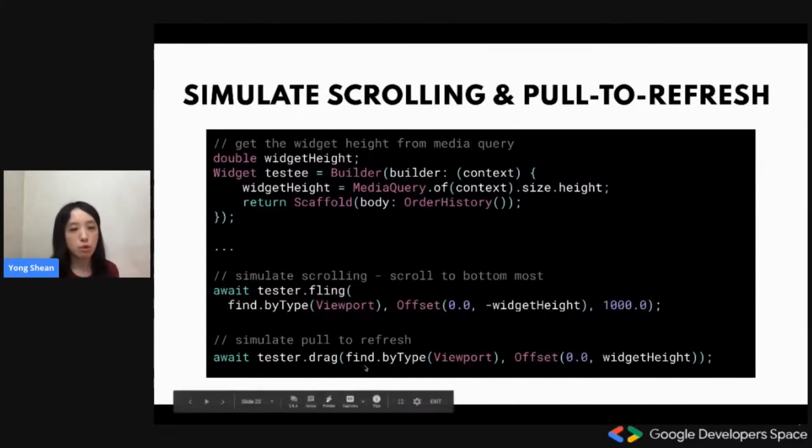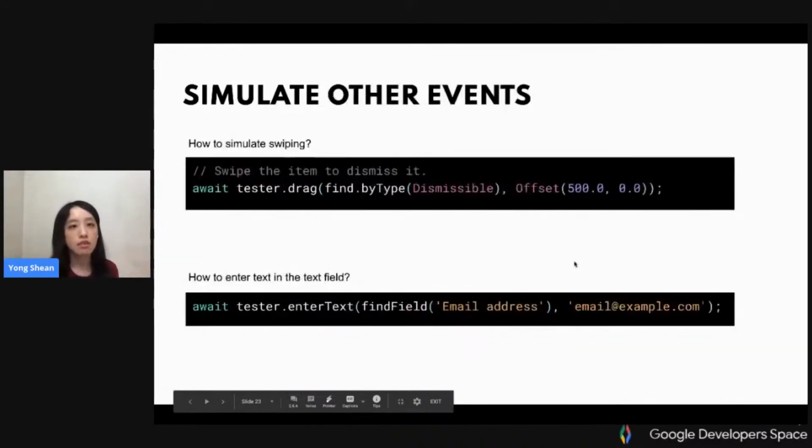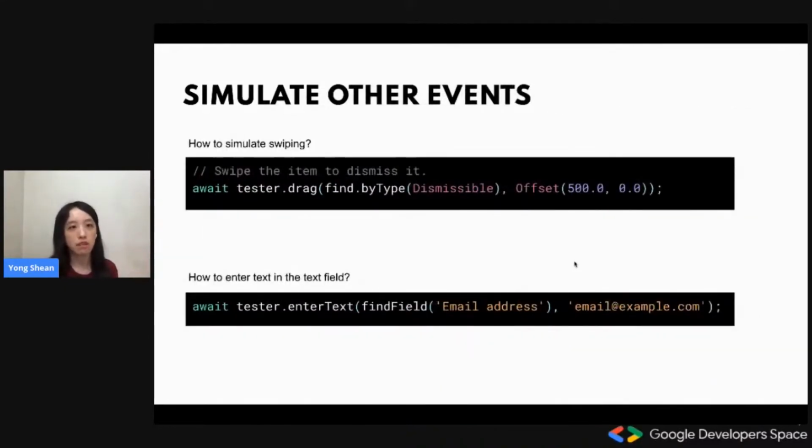And then same goes to pull to refresh. This time you can use the tester.drag to simulate the pulling action, and then by how much. So there are some other events that you can simulate also, like for example, if you have the swipe left or swipe right, then you can use tester.drag as well. Or if you have a form, you have text field, then you can use the tester.enterText. Then make sure you find the field here, and then what is the value you want to key in the field.